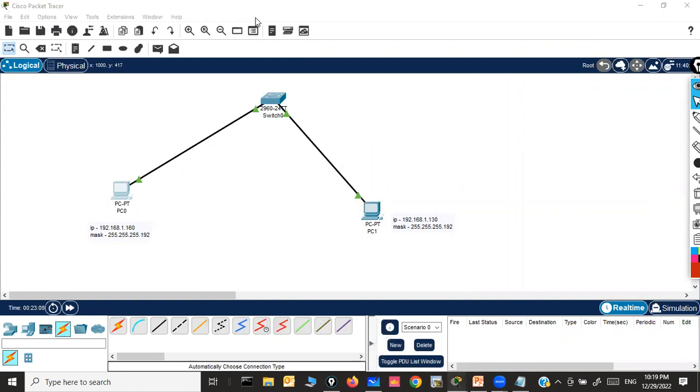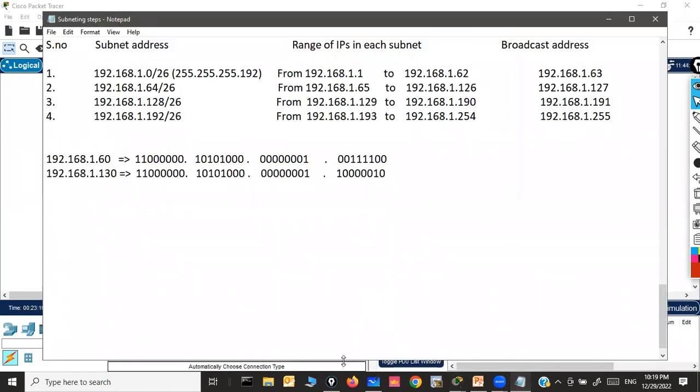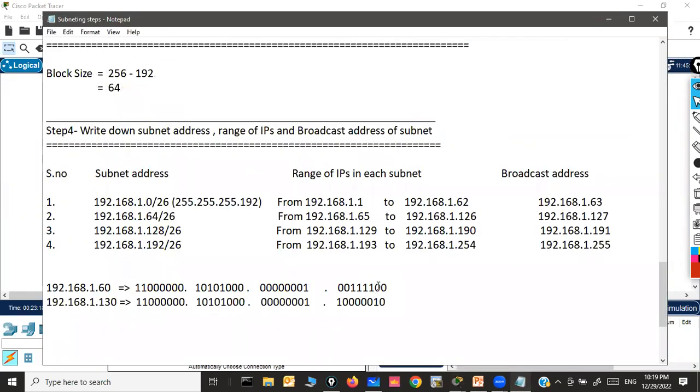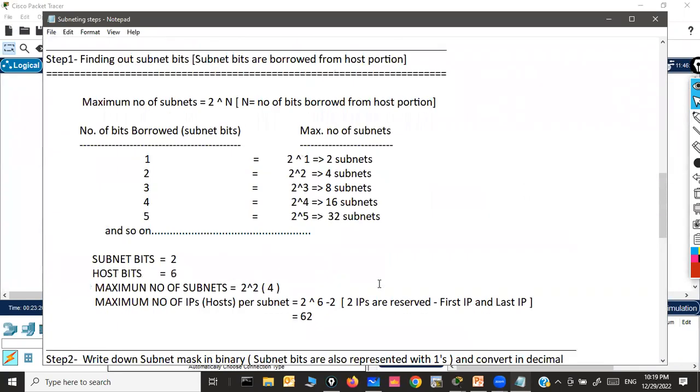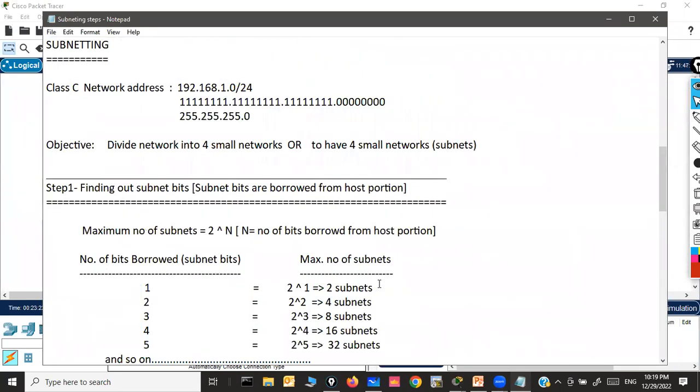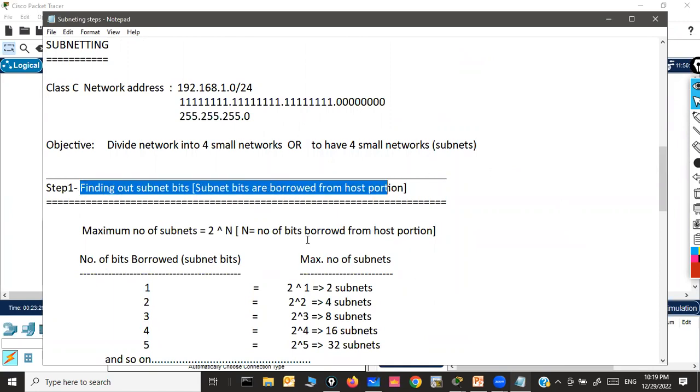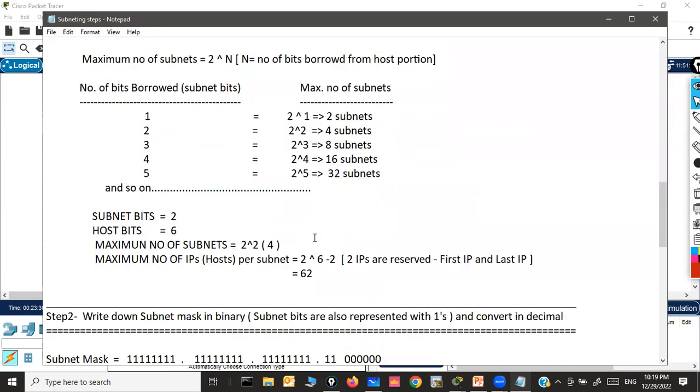Yeah, I have a question. Can you open the notepad file? Okay. So here we borrow... How many bits do we borrow? In this example, we borrowed 2 bits. Okay, two bits.